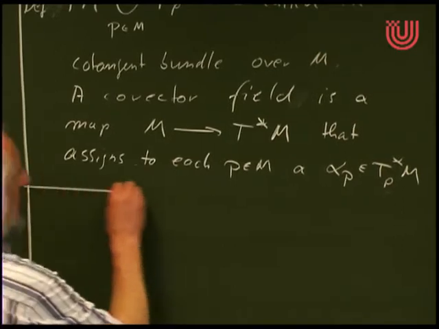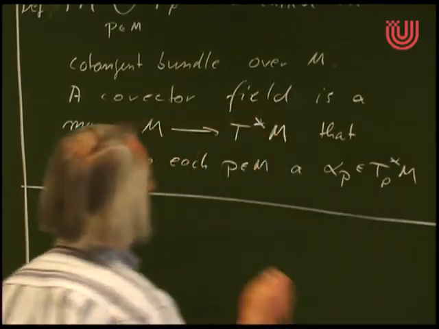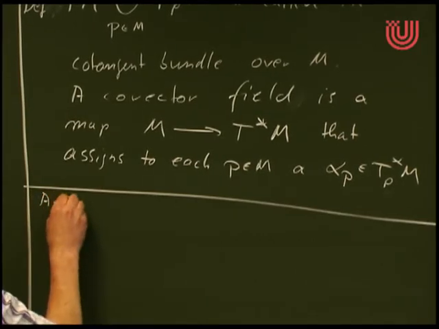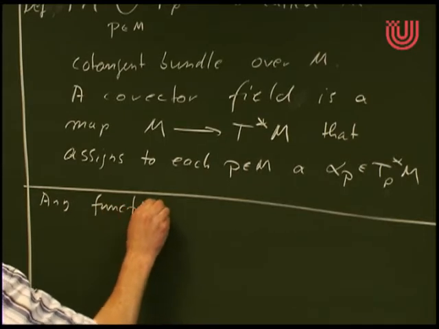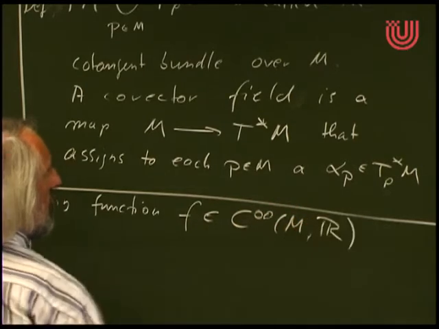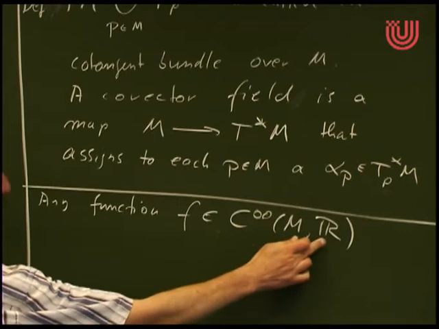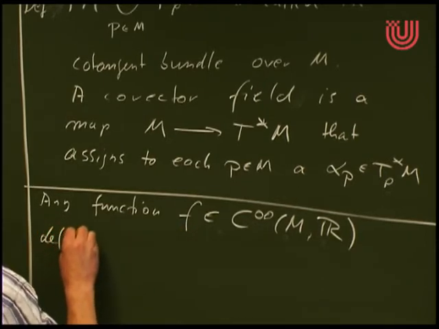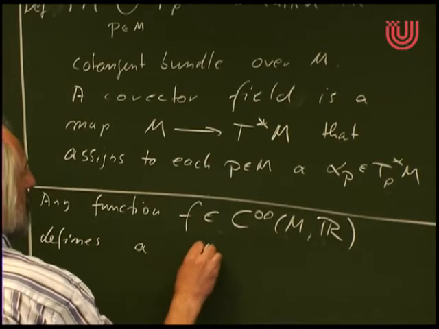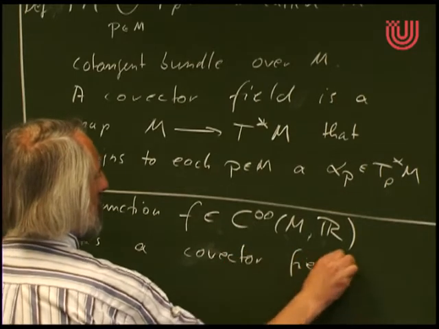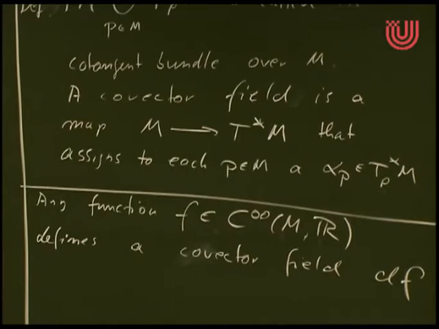And now we can construct cotangent vectors in one interesting way. Namely, if we have a function, every function f, I denoted them in this way. So these were the C infinity maps from M to R. So that's what we usually just call functions on the manifold, real valued functions on the manifold. And I claim that any function defines a covector field, which is denoted df.